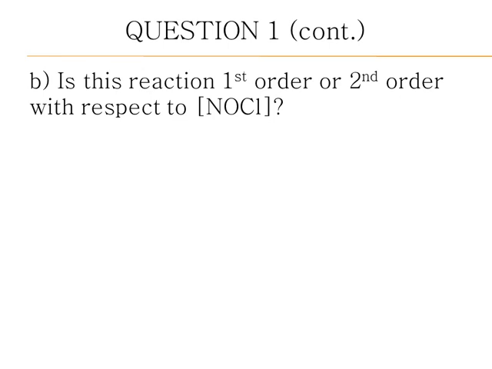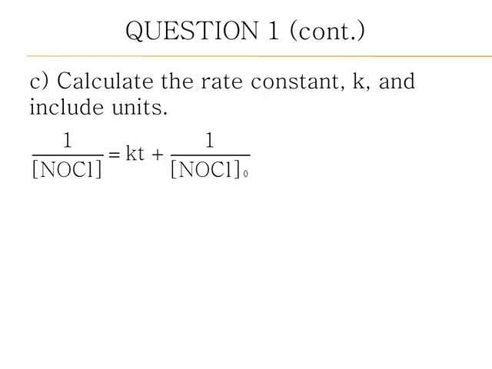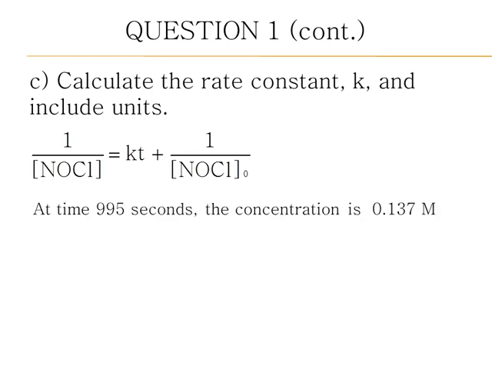Part B asks whether the reaction is first order or second order with respect to NaCl. And it is second order. Then they ask us to calculate the rate constant, K, with units. So because we know it's second order, we know we're going to use the second order reaction equation, which is the inverse one. And we're going to pick just a time off the data table.